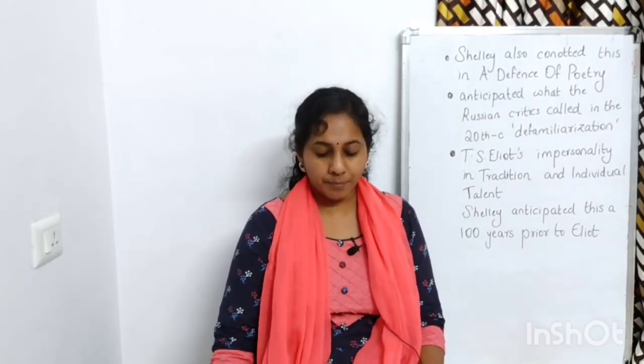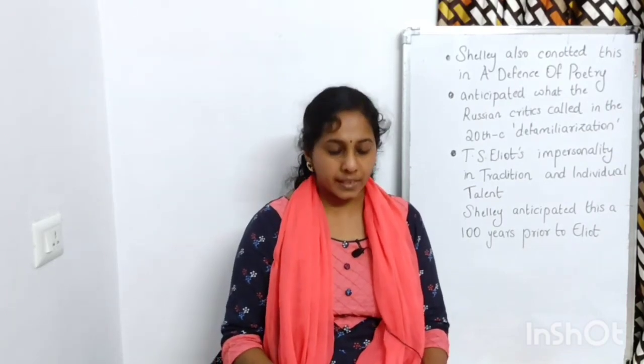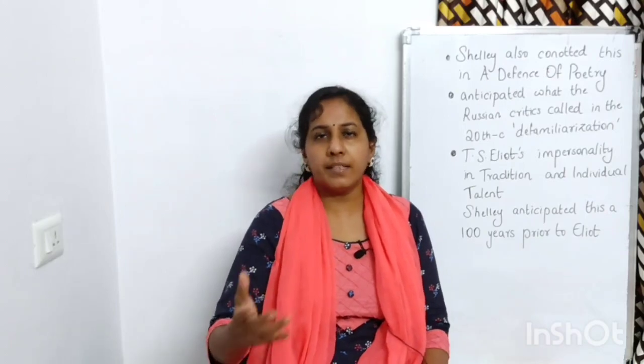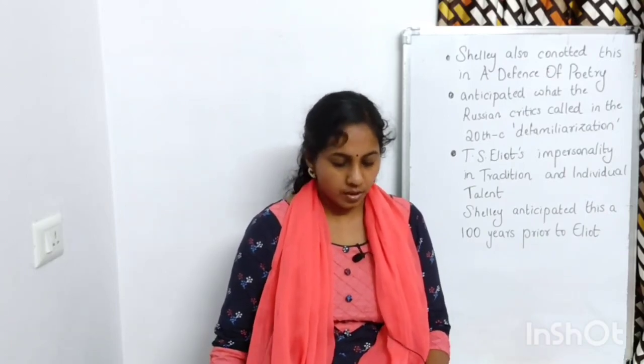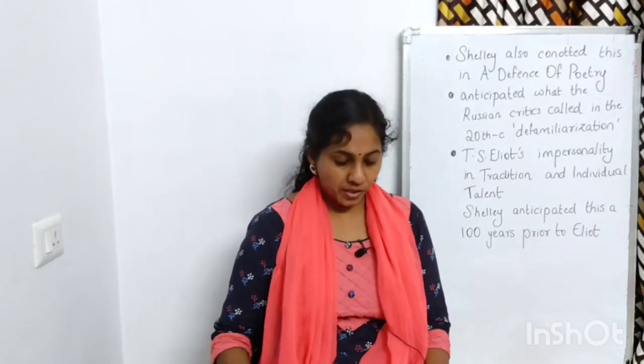So, we were saying that Shelley also connoted something similar in his Defense of Poetry. Now, what is connoted? Connoted means saying indirectly; we can call it connotation. The opposite is denote. Denote and connote. You should understand the difference between the two. Denote means just the literal meaning, the direct meaning. Connotation is the associations that a word carries, some indirect meaning which it has. That is connotation. So, Shelley also connoted something similar in his Defense of Poetry.